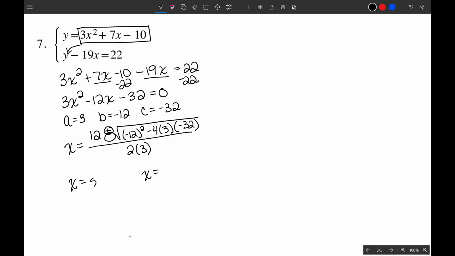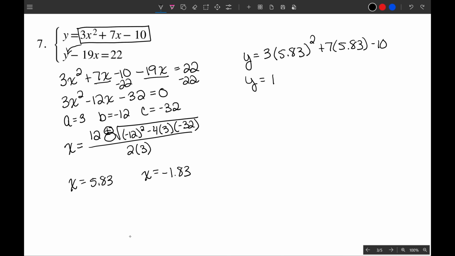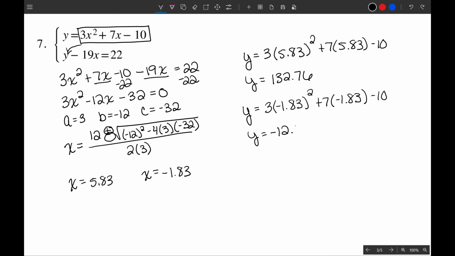So we have 5.83 and negative 1.83, and then we're going to plug those in. So y equals 3 times 5.83 squared plus 7 times 5.83 minus 10. That gives me a y value of 132.76. I'm going to do the same thing with negative 1.83. So 3 times negative 1.83 squared plus 7 times negative 1.83 minus 10. That gives me a y value of negative 12.76.